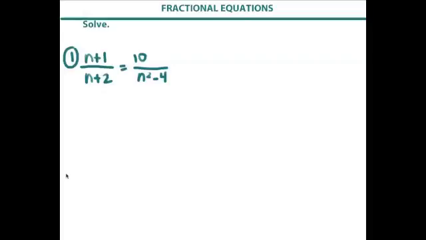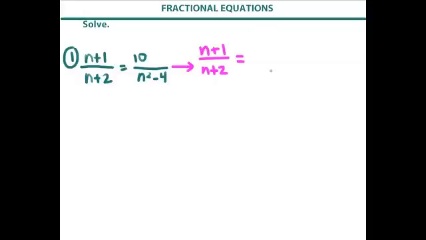Looking at this first numerator, the second numerator, and then the denominators on the bottom here, do you see anything that might need to get factored? This n squared minus 4 has to get factored, right? So what I can do with this is, let's just rewrite the problem here so that it's factored. So the n plus 1 on the top stays the same. The n plus 2 below it stays the same. Okay, there's my equal sign.